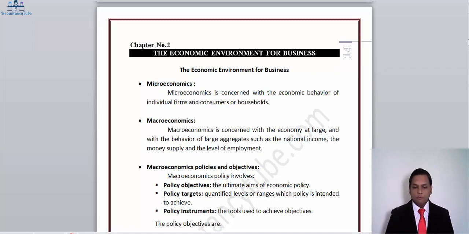If you come to page number 14 of your lecture notes, we have a couple of definitions. First off is microeconomics, which involves the economic behavior of individual firms, consumers, or households, whereas macroeconomics is concerned with the country at large, the economic behavior of large aggregates such as national income, level of employment, and GDP. It could be better understood if we put that in our graph.